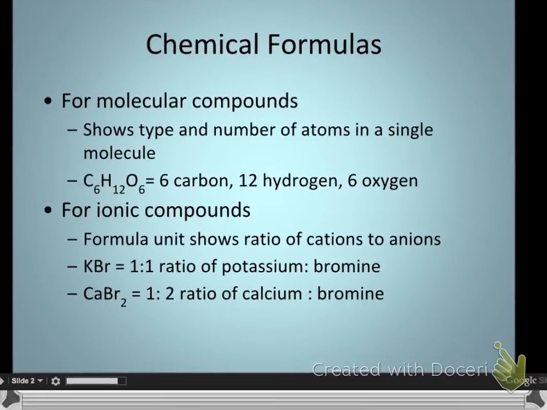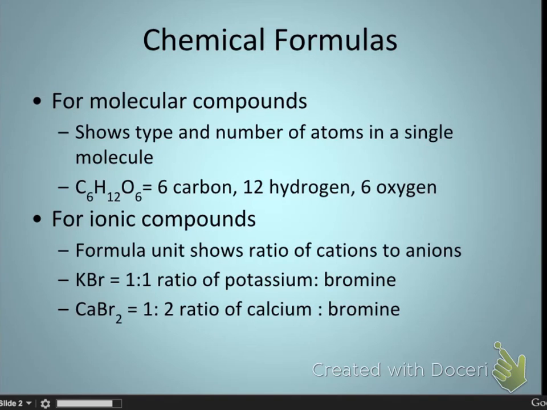Okay, so we'll start off with some basics. What's a chemical formula? And there is a distinction between molecular and ionic compounds in how we name them. So with molecular compounds, there are those discrete, independent, individual units called molecules. And a molecule has a given number of atoms of each kind in it. And when you did your molecular geometry lab, those were all molecules. Those were things that were covalently bound.